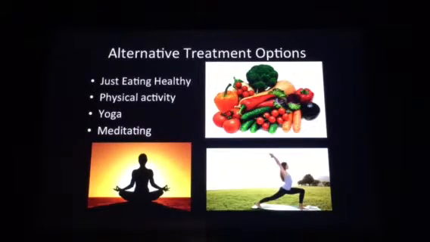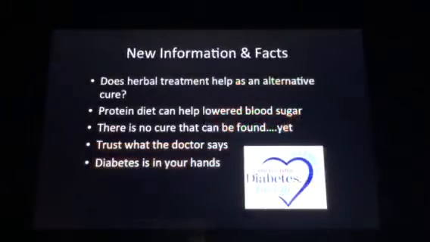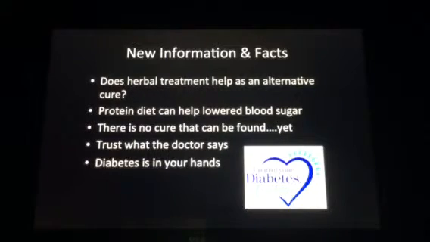Meditating. In Native American studies, meditation has shown that it can lower blood sugar, relax your body, and remove the potential stress that diabetes may put you through. Here are some information and facts that you may not have known of. Does herbal treatment help as an alternative cure? Scientists don't recommend it as of now. Maybe down the line they might, but they don't find it as a viable option.